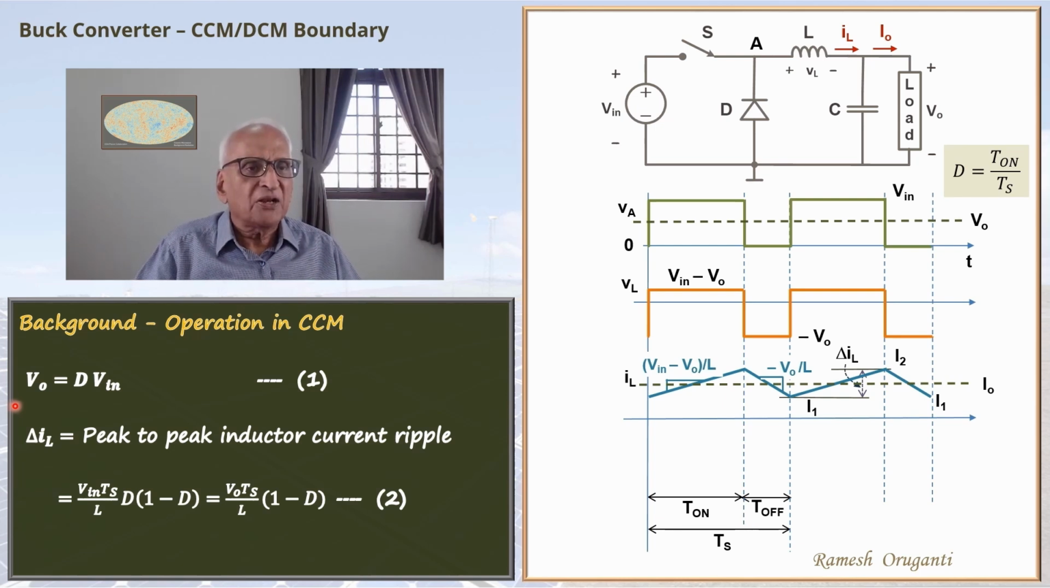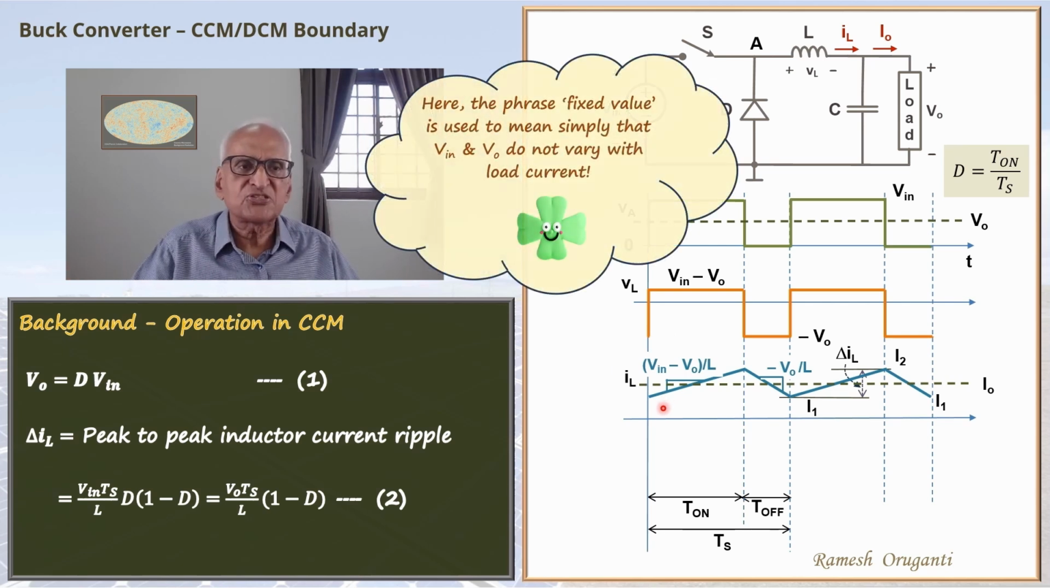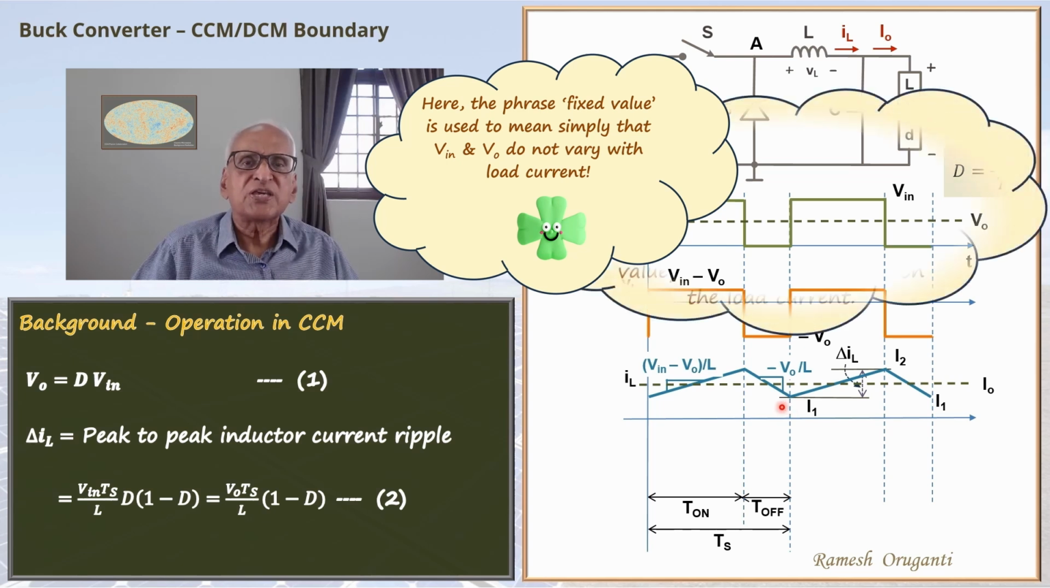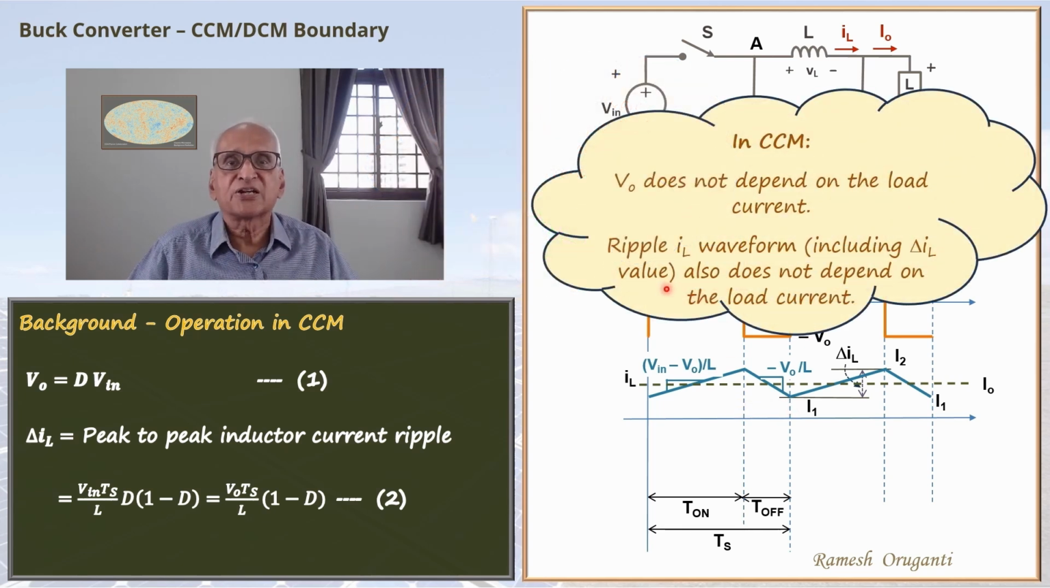Now, if you look at the ripple current, the slope of the inductor current during on interval is V in minus V naught by L. V in is a fixed value, L is a fixed value. V naught does not depend on the load current. For a given duty cycle, that is a fixed value. So V in minus V naught by L is a fixed slope. It does not depend on the load current. Likewise, the slope during the off interval, minus V naught by L, is also fixed and does not change with the load current. So the ripple current does not change with the load current under continuous conduction mode.